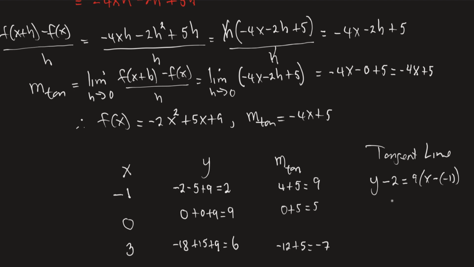And let's just for completeness fill out this table. So the tangent line at the point 0, 9, its equation is y minus the y value is equal to the slope of 5 times x minus the x value. And then at the point 3, 6, the tangent line's equation is y minus 6 is equal to, now your slope is -7, and then times the quantity x minus 3. Right?